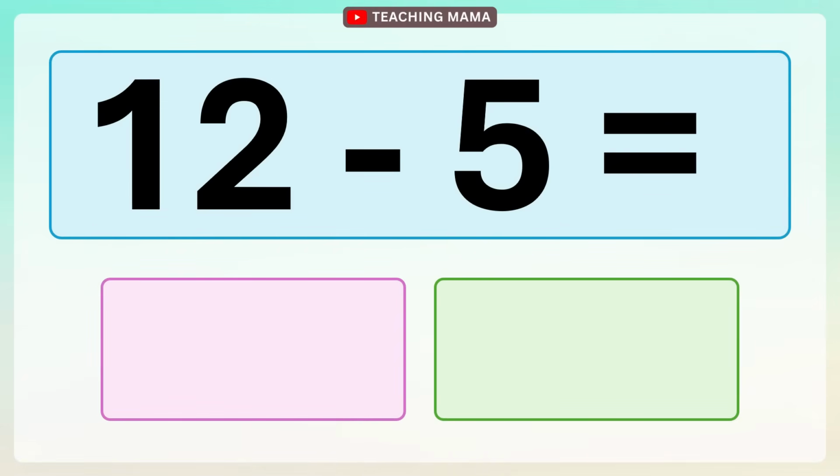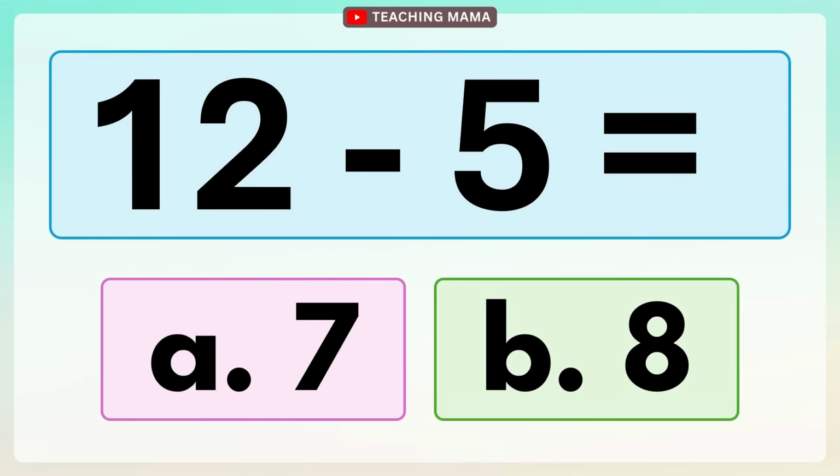12 minus 5 equals A. 7. B. 8. What is the answer? A. 7.